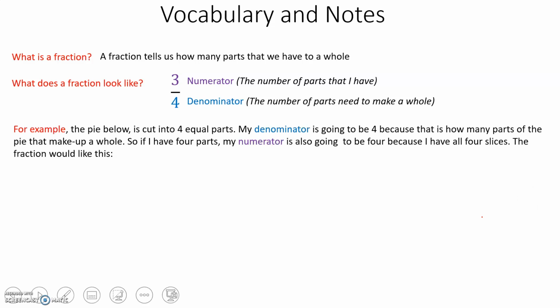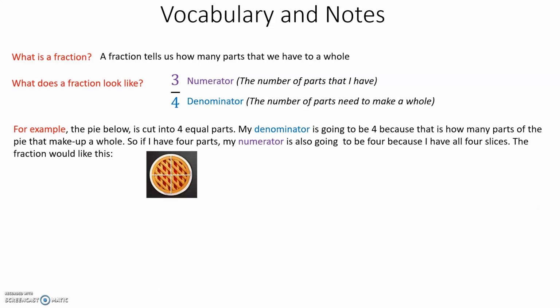All right, so here's another example. The pie cut below is broken down into 4 parts. So if I have 4 parts, this could be my denominator to make one whole. Right now, I happen to have all 4 parts. We haven't eaten the pie yet, so my numerator is also going to be 4, because I have 4/4 of that pie.